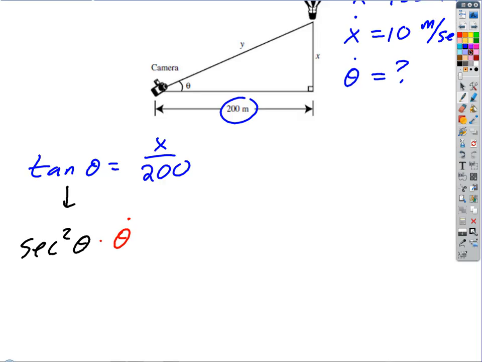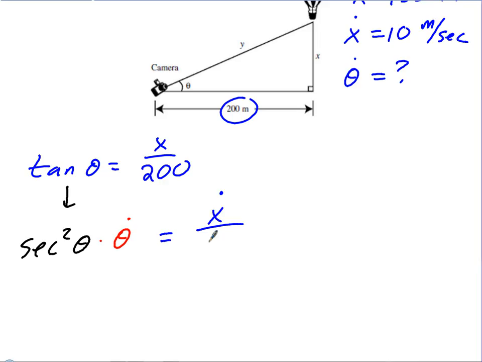Yeah, 1/200 times x dot, because we're not differentiating with respect to x, we're differentiating with respect to time, right? So on this side, we're just going to get x dot over 200. Does that make sense? Okay. All right. So there's our derivative.